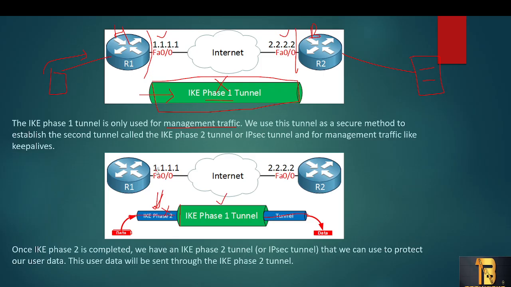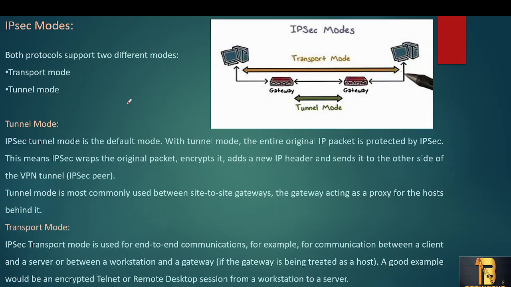This is how IPsec phase 1 and phase 2 will be formed, and once the phase 2 tunnel completes, our actual data will flow from end devices, from your source user to the destination device, or whatever they are going to access. This is how the architecture will be.